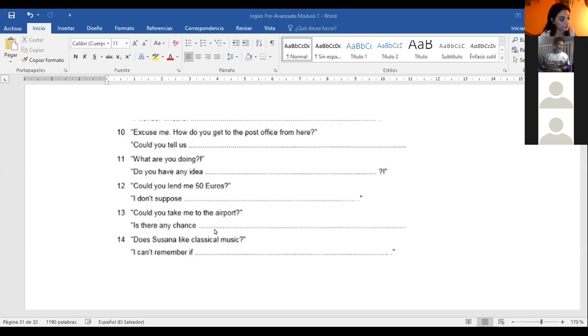Number 12. Do you have any idea what you are doing? No. Do you have any idea what you are doing? What are you doing? What are you doing? Yes. What are you doing? Number 12.